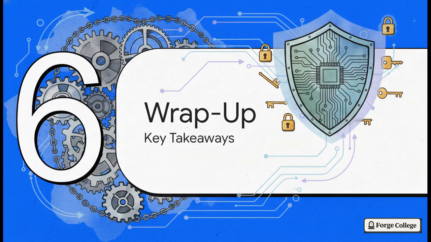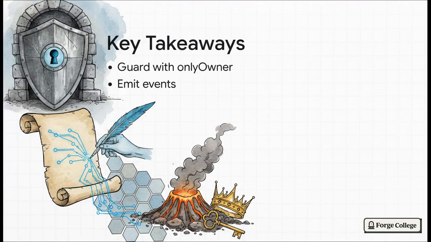Section 6. Wrap up. The key takeaways. So the crucial point here is that implementing ownership isn't just about restricting access. It's about managing an entire life cycle. Here are your 3 main technical takeaways. 1. Guard all your state-changing ownership transfers with the onlyOwner modifier. Only the king can crown the next king. 2. Always emit the ownership transferred event to provide an auditable paper trail for off-chain systems. And 3. Treat renounce ownership with extreme caution. It's irreversible and permanently nukes your ability to perform administrative upgrades.